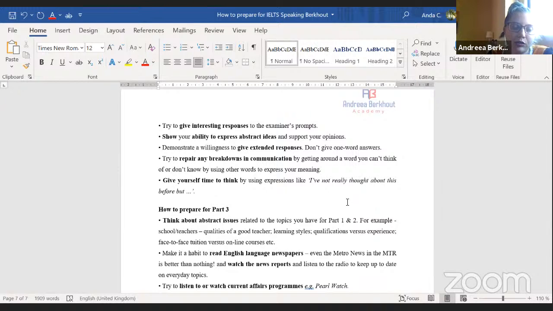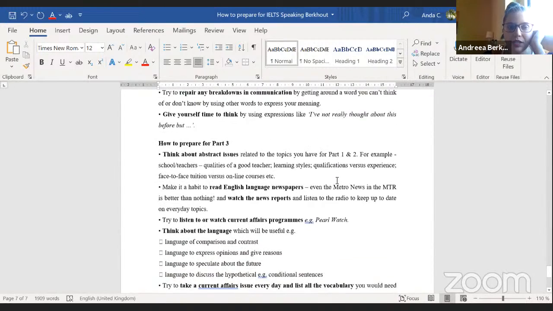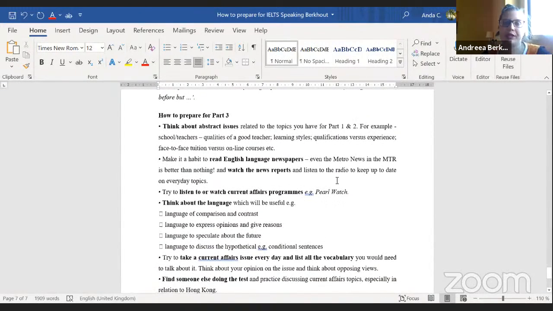So I told you, like 30 seconds, 1 minute, something like in writing, it would be something like 2-3 long sentences or 4 or 5 shorter sentences, yeah? And of course, you can use this trick here to give yourself some time to think. You can say something like, I haven't really thought about this before, but, and meanwhile, you consider a little bit, okay?